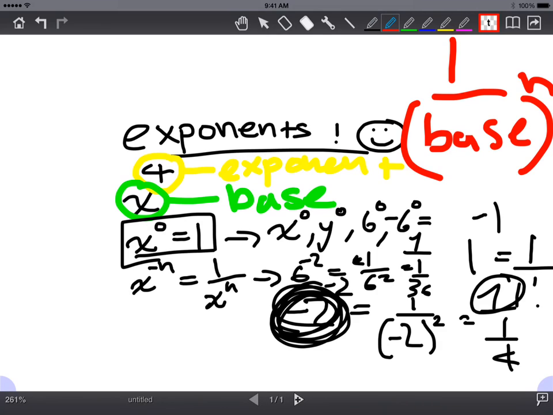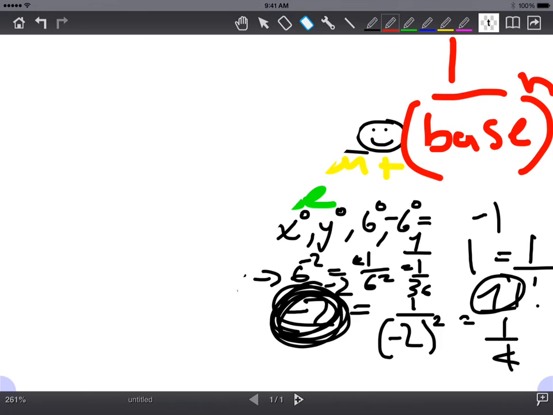Okay, so I hope you understand that, and now we're going to be introduced to some more properties of exponents that you'll use basically throughout your algebraic adventure. So I'm just going to erase some of this stuff because we need more room.